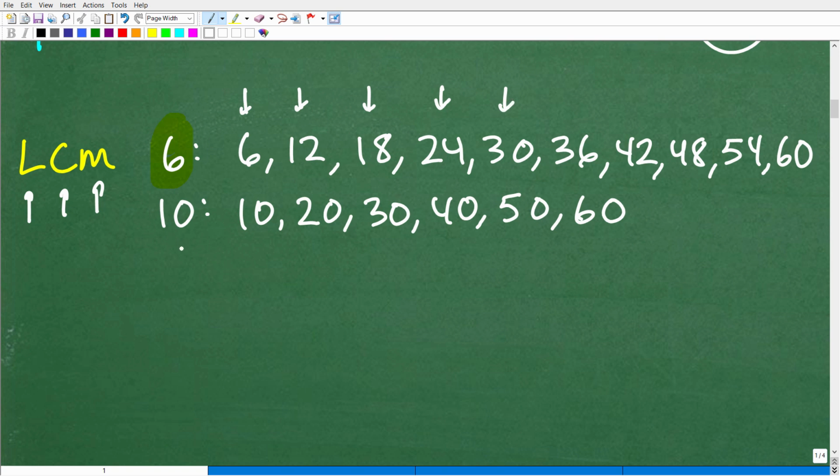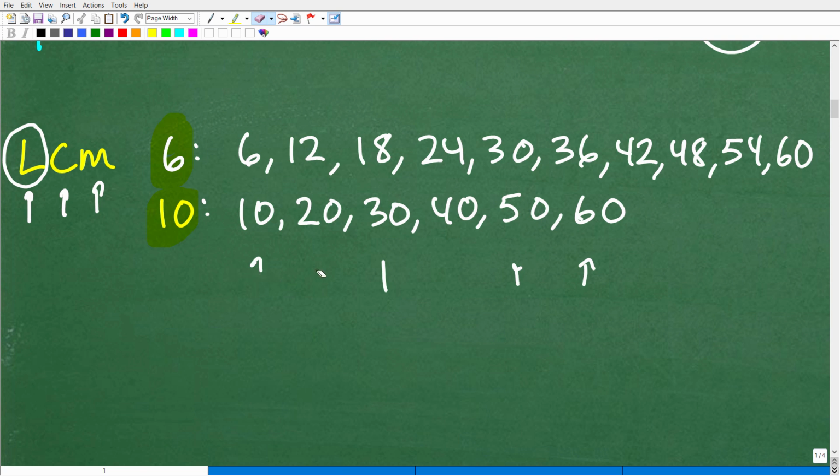So let's take a look at 10. All right, for the multiples, just start multiplying the number by 1 and then 2 and then 3, etc. This is the way you'll list the multiples. So we have 10, 20, 30, 40, 50, 60. Of course, all these can go on and on and on. We'll leave it like this because we're interested in finding the least common multiple.